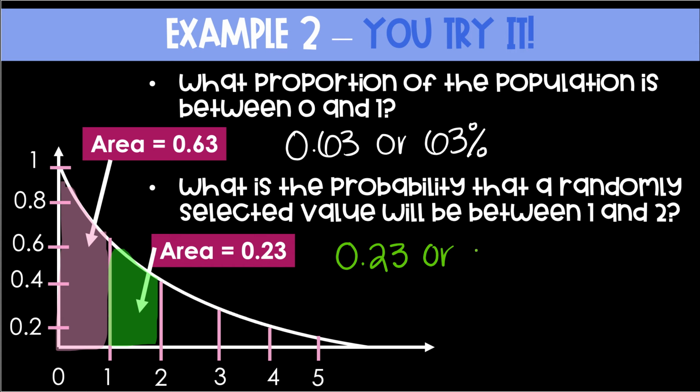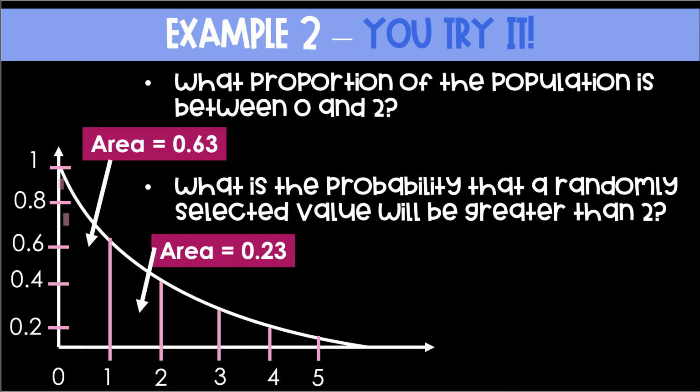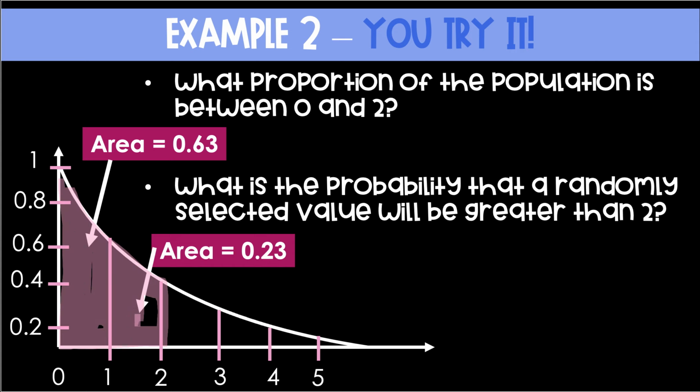Two more questions for you to try. Pause this video here and then attempt the questions. What proportion of the population is between 0 and 2? Now I'm looking for the entire area from 0 to 2 under the curve. All we have to do is just add those two pieces of information that were given. 0.63 plus 0.23, and you can write it in decimal form or in percentage form. That will give me 86% or 0.86.